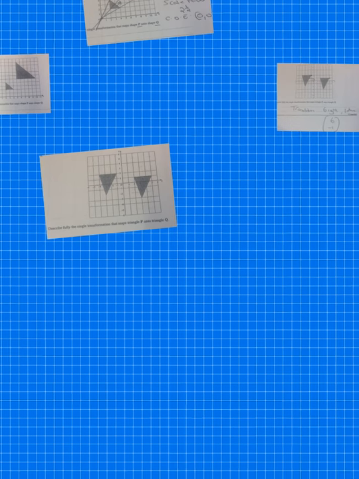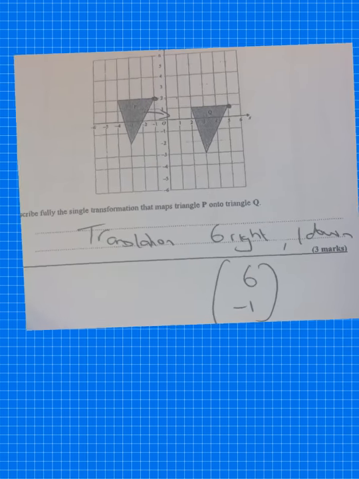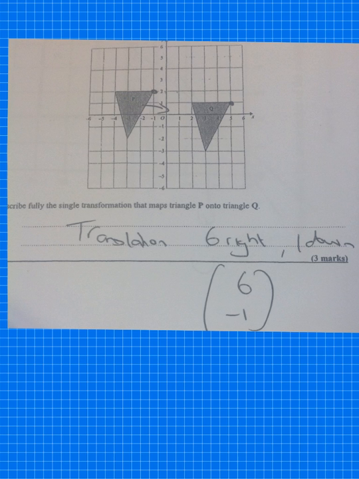Okay, so the answer is, I've got it here. It's a translation by a vector 6 to the right and 1 down, which is written 6 minus 1. Now here's how we do it. Pick any point. Pick that point and it has to line to that point. Count the boxes across. 1, 2, 3, 4, 5, 6 to the right and 1 down. We must write it first of all like this. 6 to the right and 1 down. Remember, we always go across before we go up or down. So 6 to the right and 1 down is written as 6 minus 1.